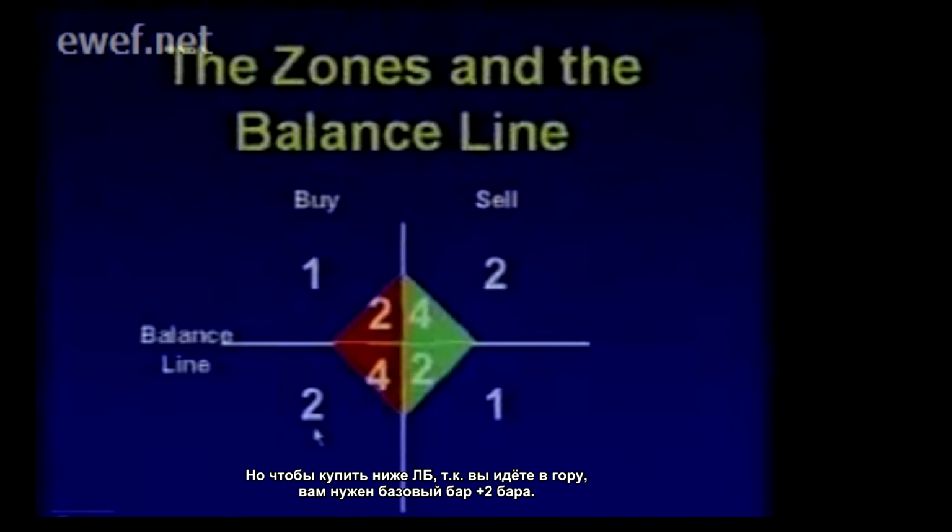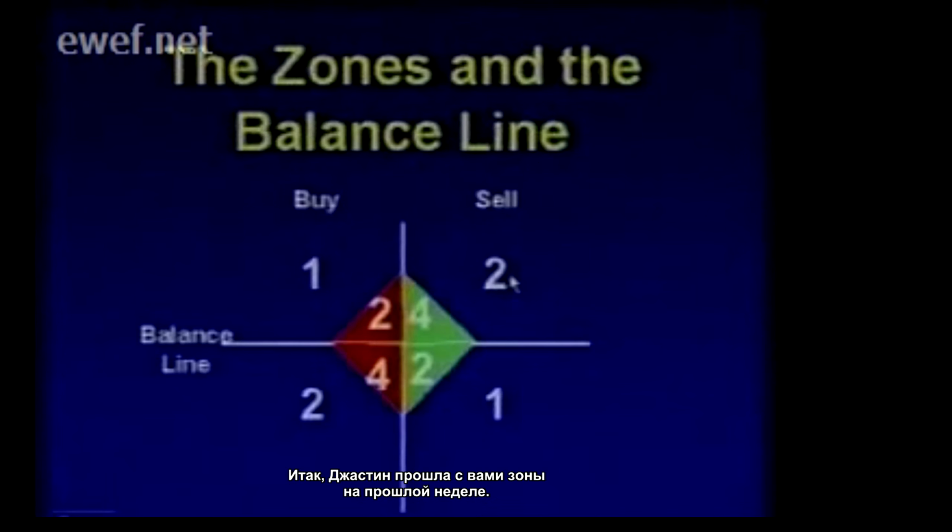But to buy below the balance line, since you're going uphill, takes the base plus 2. Likewise, selling below the balance line, the top of the hill, we want to get in very rapidly, so that only takes base minus 1. But selling above, on the other side, coming up the hill, takes base plus 2.